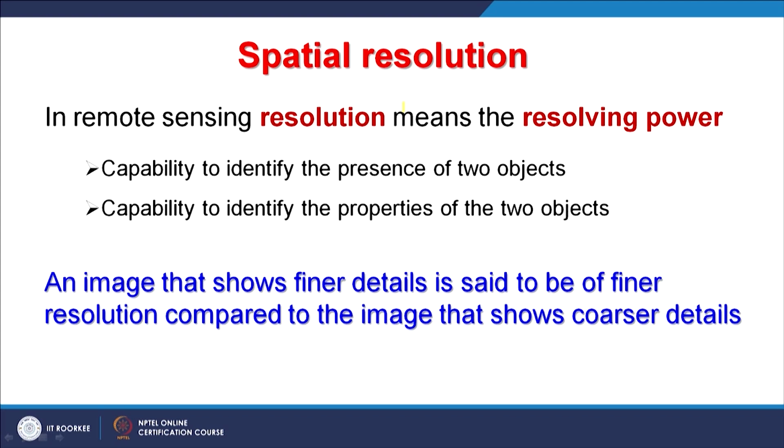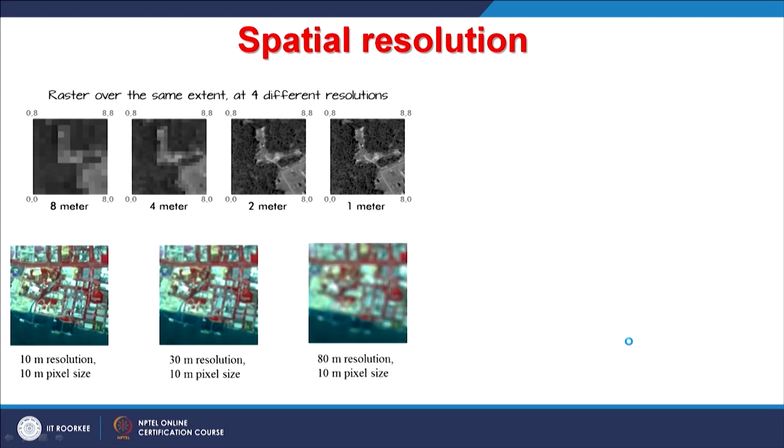An image that shows finer details is said to be of finer resolution compared to an image that shows coarser details. So, when we say I am having a high quality image, that means I am talking about fine resolution. The pixel size is very small, representing a very small part of the earth, 1 meter compared to 100 meters. So, 100 meter is always coarse in relative terms compared to 1 meter.